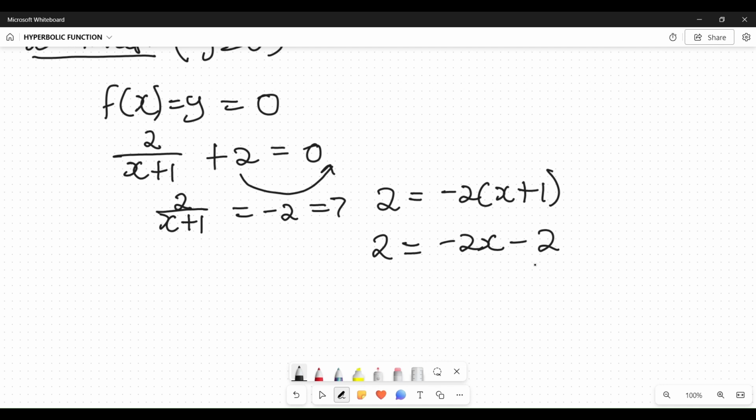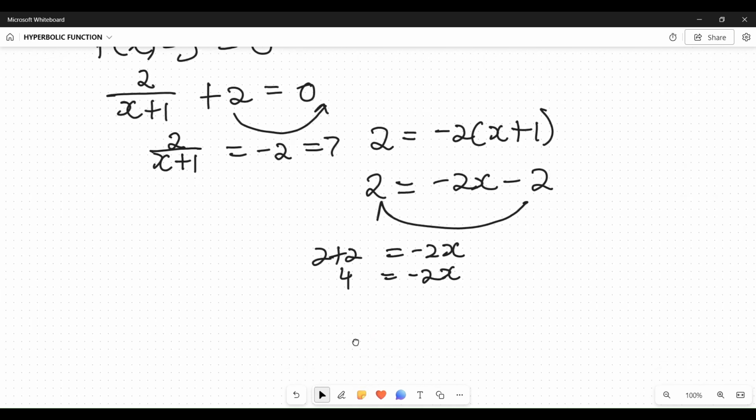Then transposing this negative 2 to the other side, it gives us positive 2, so 2 plus 2 equals negative 2x, which is 4 equals negative 2x. Then dividing both sides by negative 2.